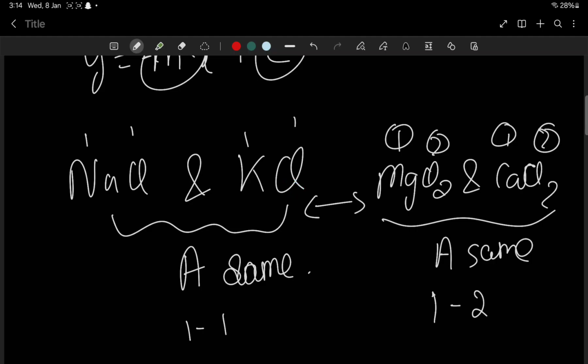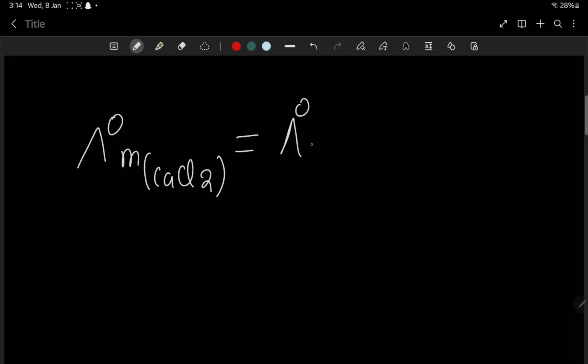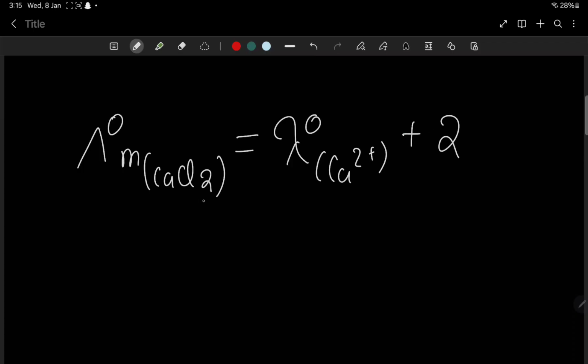Now Kohlrausch's law. If we need to find the limiting molar conductivity of CaCl2, it's very simple. Just add the limiting molar conductivity of calcium plus 2 times, because there are 2 Cl, 2 times the limiting molar conductivity of Cl minus.